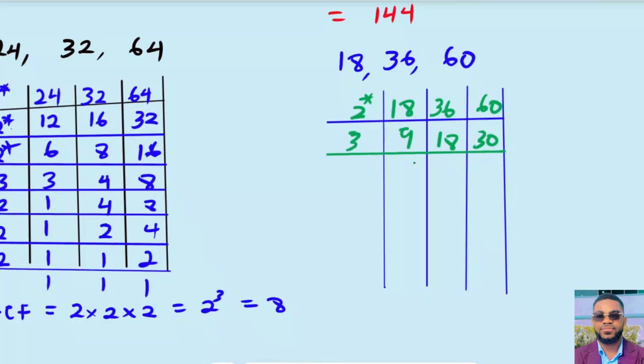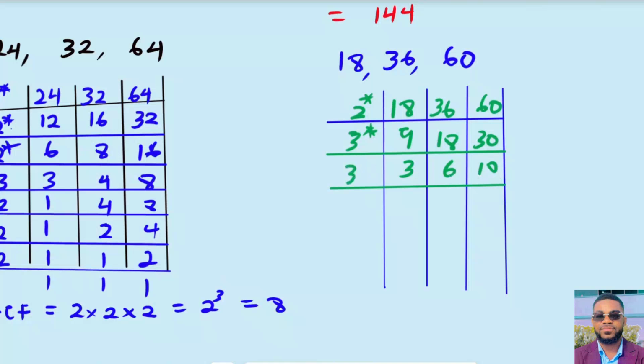So 3 goes into 9 3 times. It goes into 18, 6. It goes into 30, 10. So I have to take this 3 too, because it is able to go into the 3 numbers here. Let's move on. So now we have 3, 6, and 10.